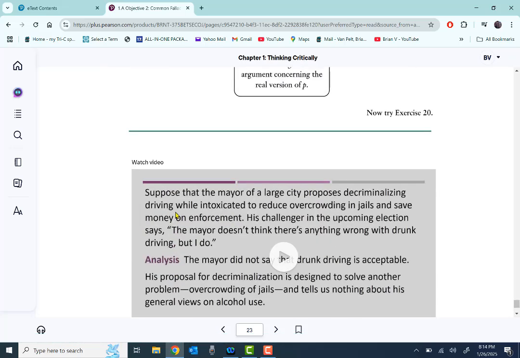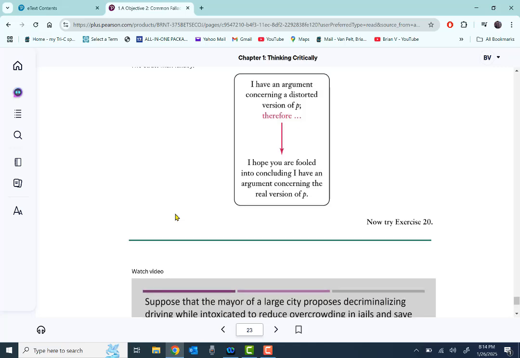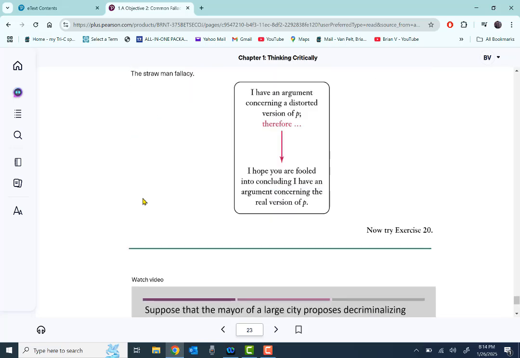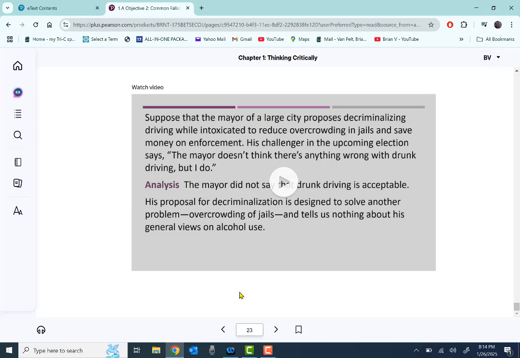The picture for that looks like this. I have an argument concerning a distorted version of P. So the distorted version of the mayor's position will be that he likes drugs. And then this assumes that I hope you're fooled in concluding I have an argument concerning P, and they don't. He put the words in the mayor's mouth. And that ends the types of fallacies that you can come across.